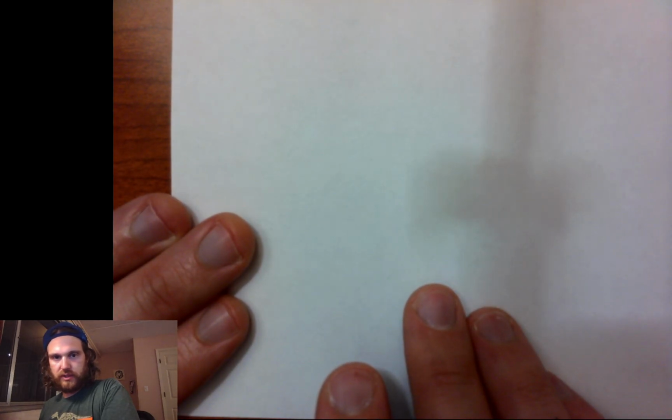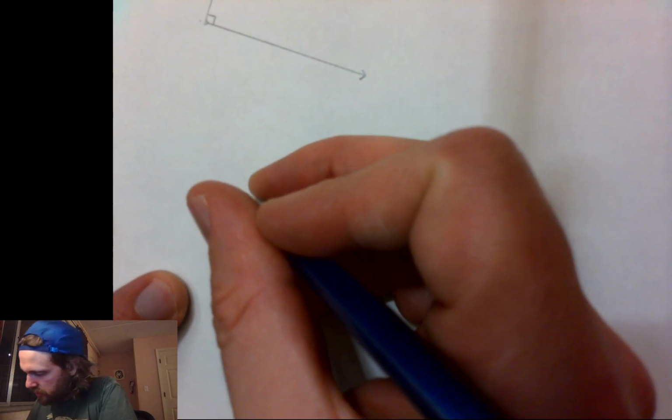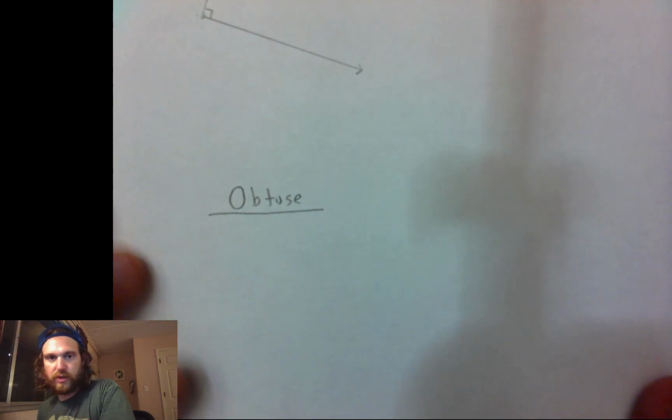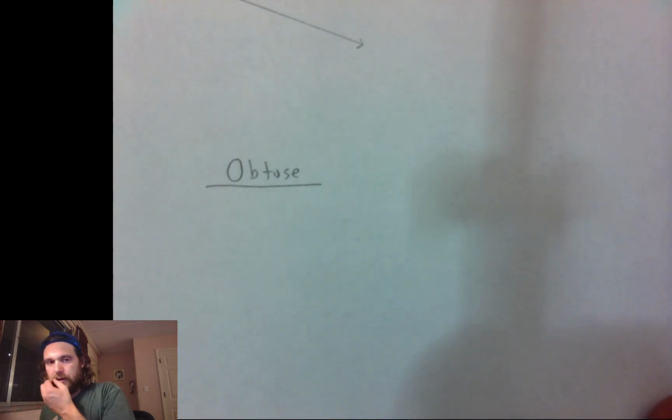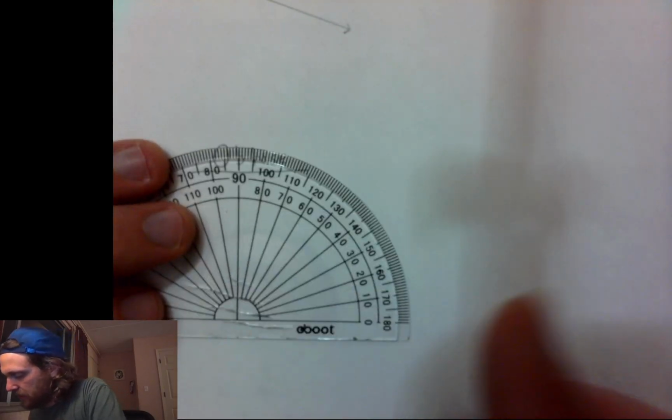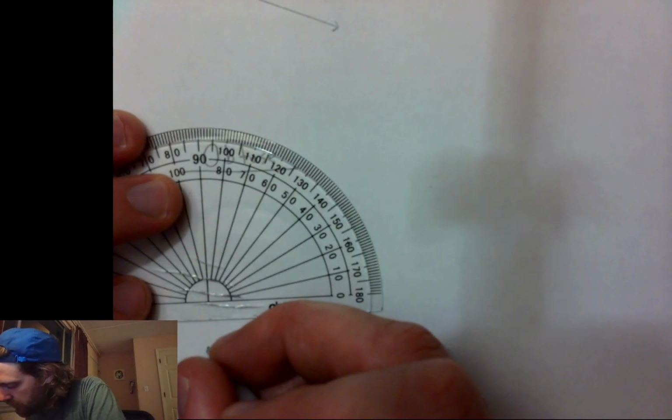This thing in focus. All right, let's do it. One more. Obtuse. When I say one more, I actually mean two more because we're going to do a reflex angle too. All right, obtuse angle. Let's do 123 degrees.